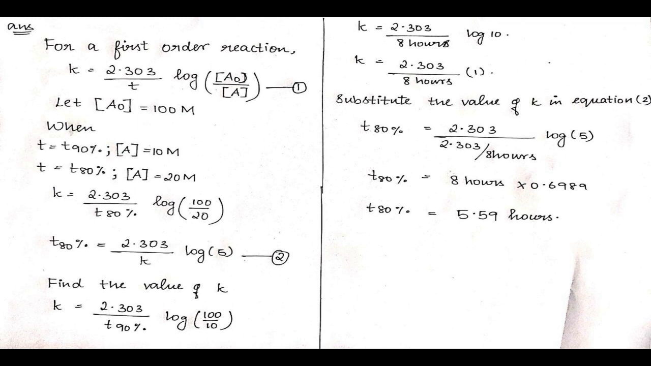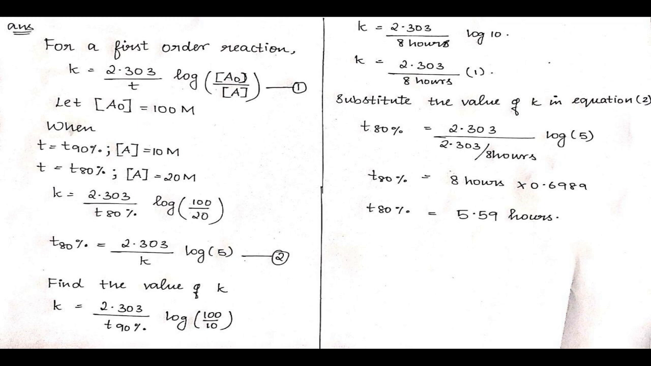Let us find the value of k. k is equal to 2.303 divided by t90% into log 100 divided by 10. k is equal to 2.303 divided by 8 hours into log 10. k is equal to 2.303 divided by 8 hours.